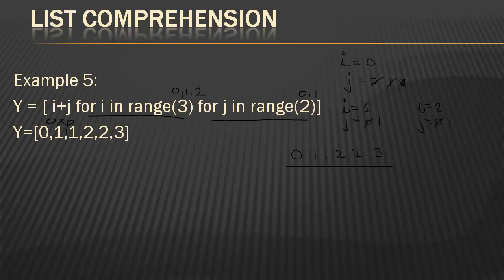So if you had to convert this list comprehension statement into a regular for loop, what would you be writing? You would be creating an empty list first. Then you have your for i loop. Then you have your for j loop. And what would you be appending to the list y? You would be appending the value of i plus j. Is that clear? So you should be able to convert from a given loop into the list comprehension method.